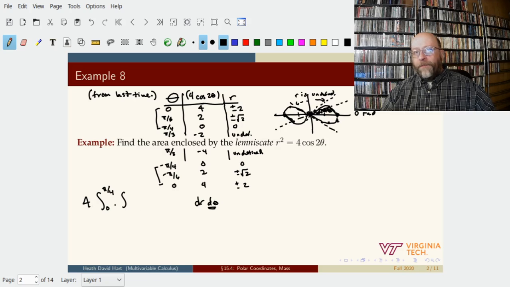So then the radius is the square root of this. And so it's going to be 0 up to the square root of 4 cosine 2 theta.